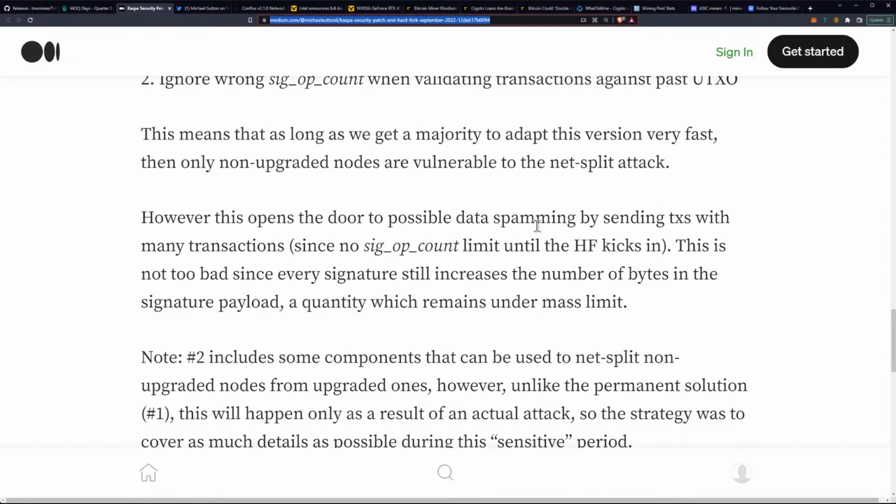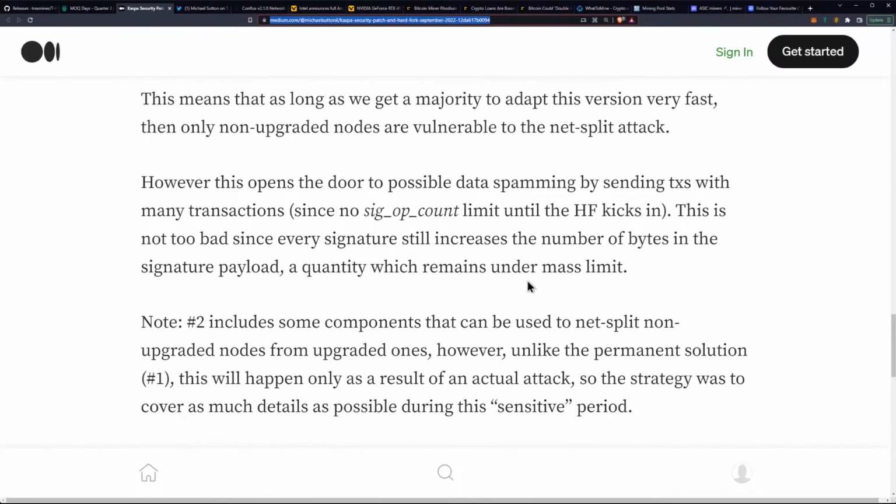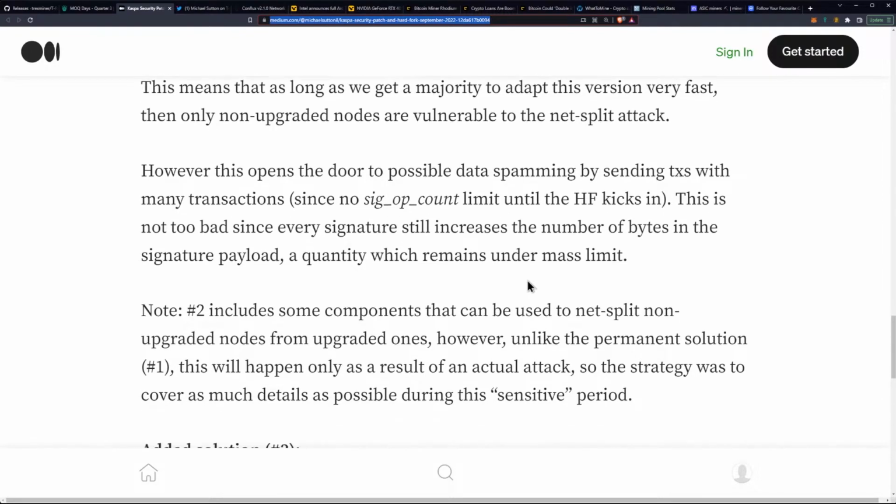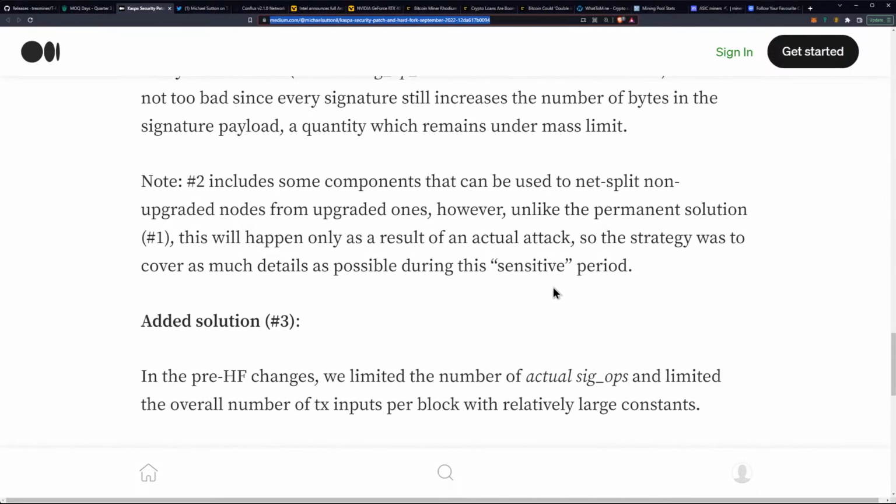However, this opens the door to possible data spamming by sending transactions with many signatures, since there is no sig op count limit until the hard fork kicks in. This is not too bad since every signature still increases the number of bytes in the signature payload, a quantity which remains under the mass limit. Note number 2 includes some components that can be used to net split non-upgraded nodes from upgraded ones. However, unlike the permanent solution, this will happen only as a result of an actual attack.